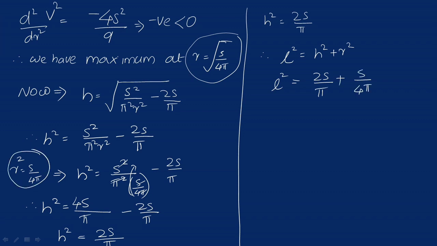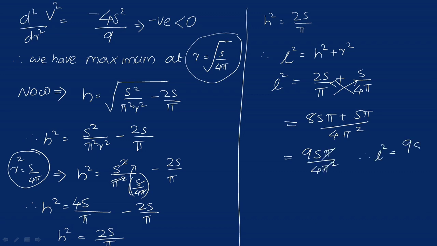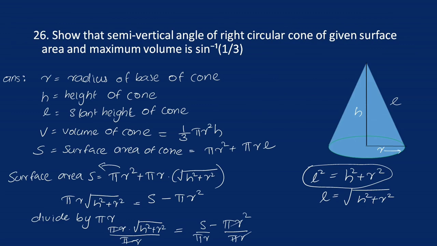So L² is equal to 2s by π plus r², that is s by 4π. Cross multiplying, we have 2s into 4, that is 8sπ, plus πs, that is 9sπ divided by 4π². Cancelling π² and π, we have L² is equal to 9s by 4π, or L is equal to root of 9s by 4π. The roots of 9 and 4 are 3 and 2, right? So L is 3 by 2 root of s by π. So we have got L, h and r.